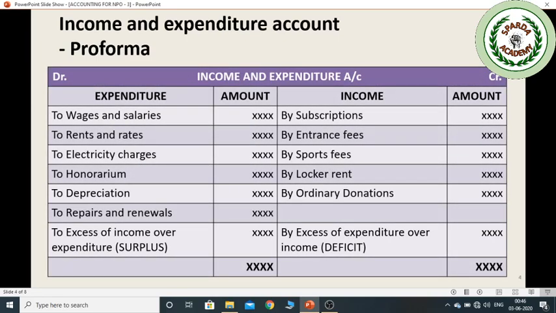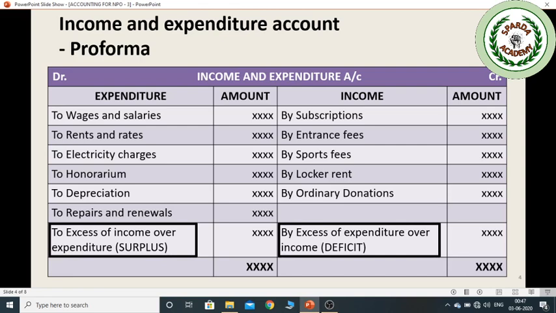Then let us know the pro forma of income and expenditure account. Here on the debit side you are finding all the expenditures, on the credit side you are finding the incomes. Take for example, by subscription, by entrance fees, by sports fees, by locker rent, by ordinary donations, and on the expenditure side: wages, rent, electricity charges, honorarium, depreciation, repairs and renewals.